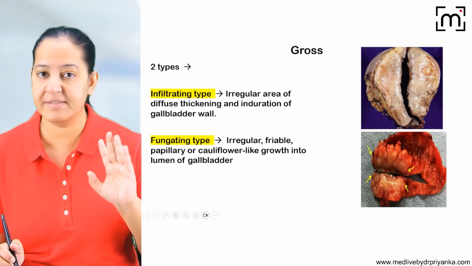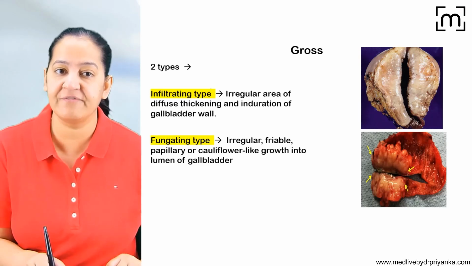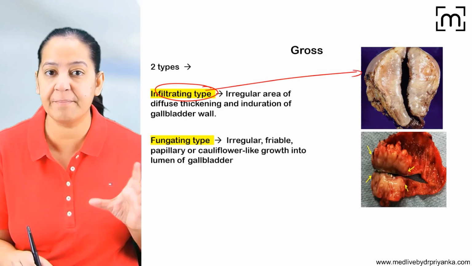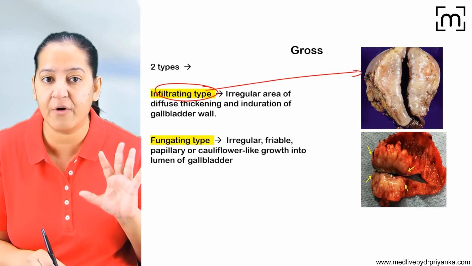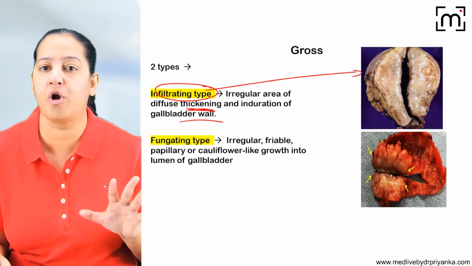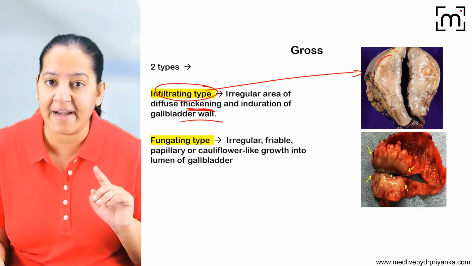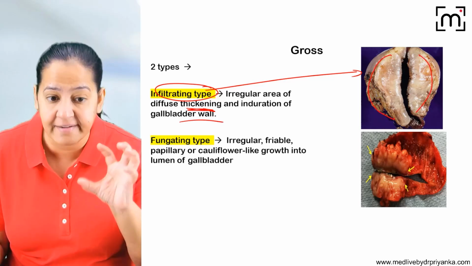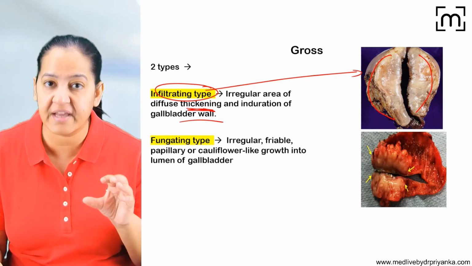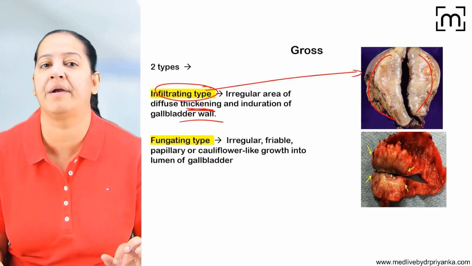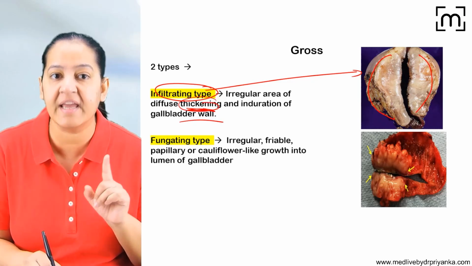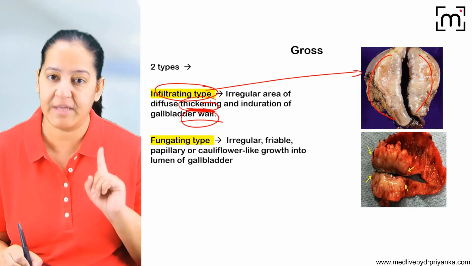So what are the 2 patterns? The first is infiltrating type. In infiltrating type, there is irregular area of diffuse thickening and induration of the gallbladder wall. There is no mass. You can see the entire gallbladder wall gets thickened. So there is irregular diffuse thickening in the wall of the gallbladder. So that is the gross.